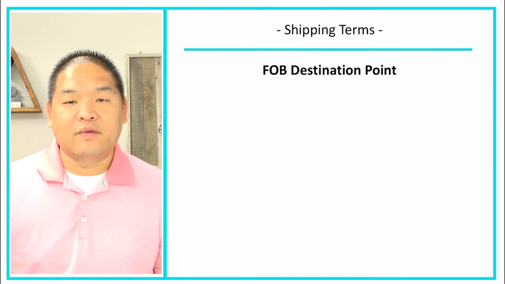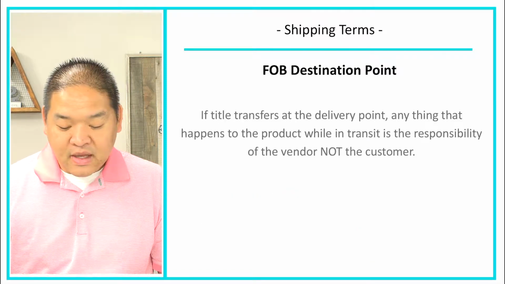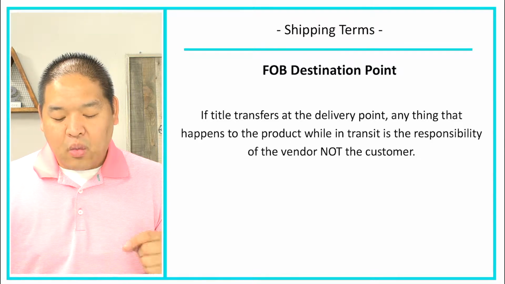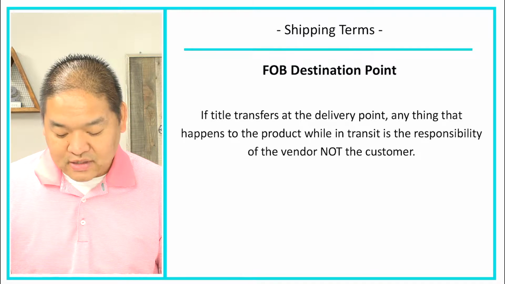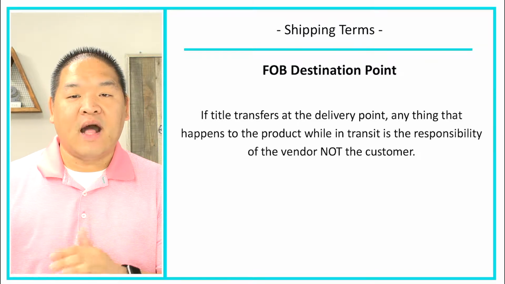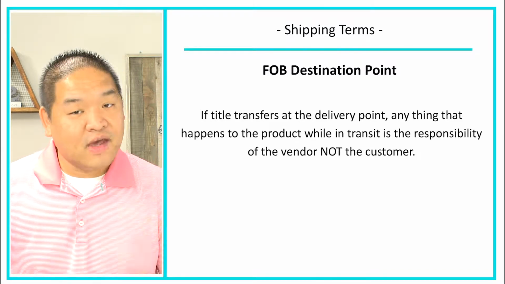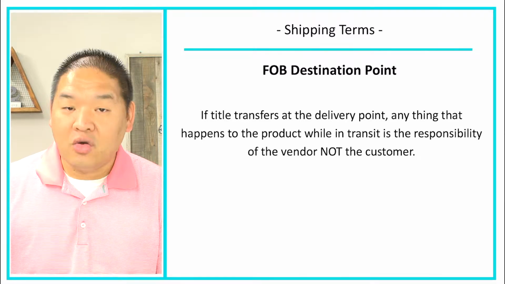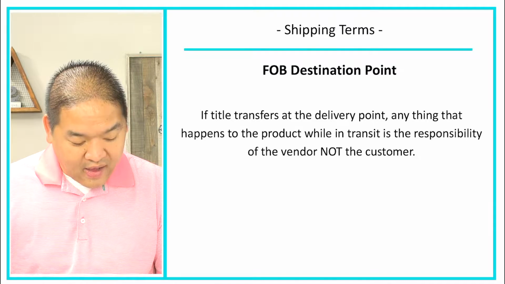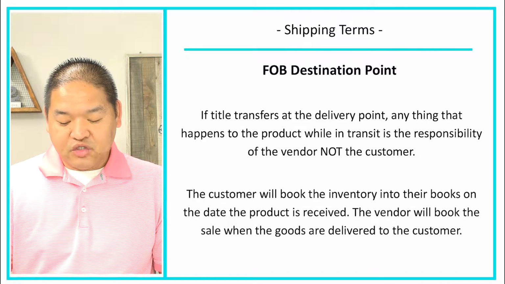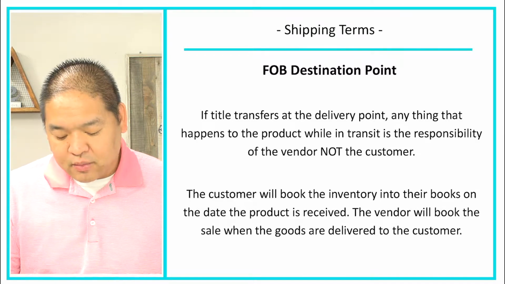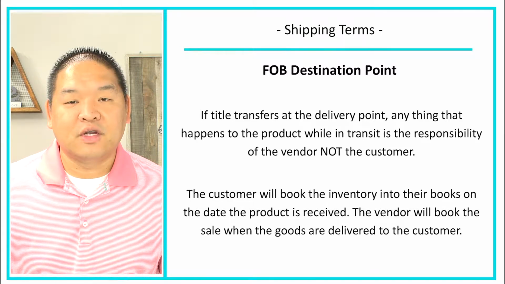Again, a little bit more information about FOB destination point. If the title transfers at the delivery point, anything that happens to the product while in transit is the responsibility of the vendor and not the customer. So the vendor is responsible for the replacement, not the customer, because the customer doesn't own it until it arrives. Now, the customer will book the inventory into the books on the date the product is received. The vendor will book the sale when the goods are delivered to the customer.